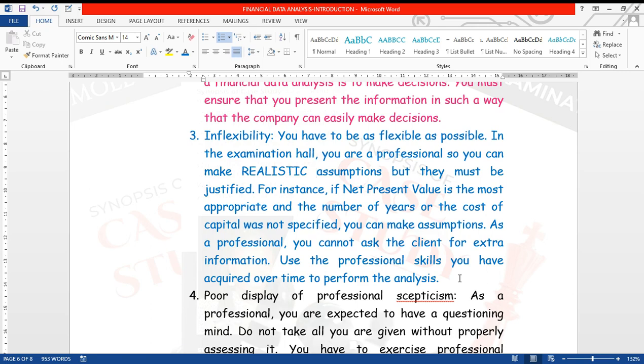Do you understand? It's a different thing if net present value is the most appropriate and you were not given inflow, you were not given outflow, you were not given cost of capital, you were only given scrap value. Now, how do you want to do that?